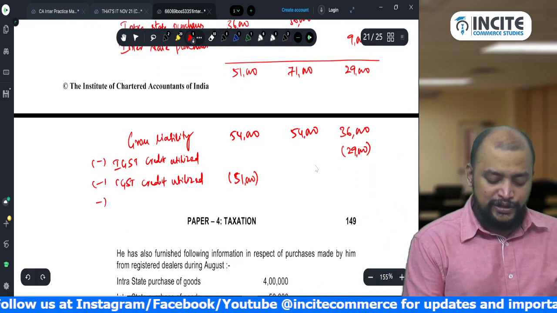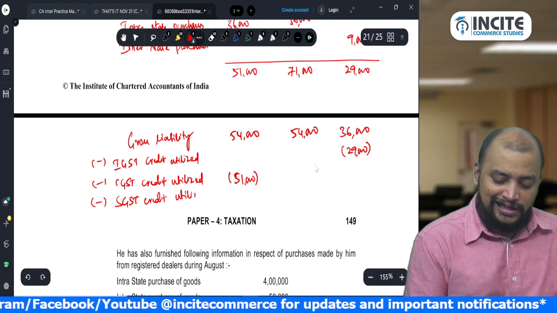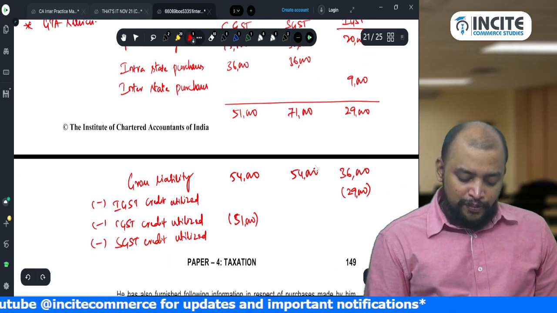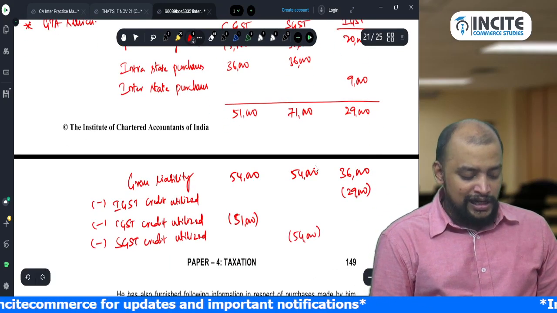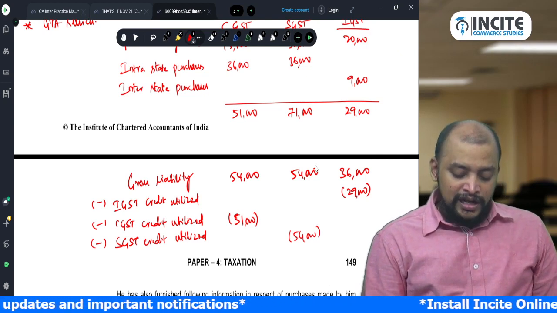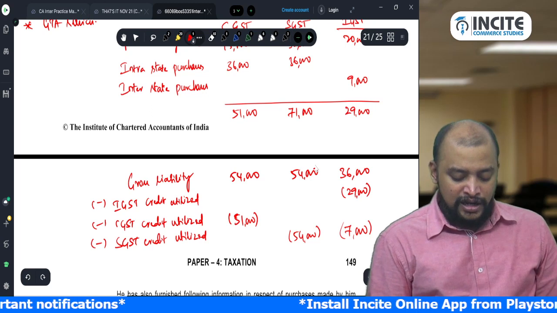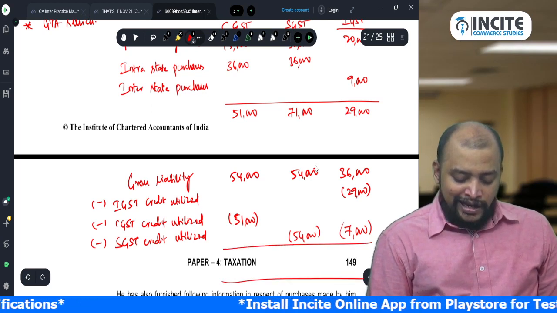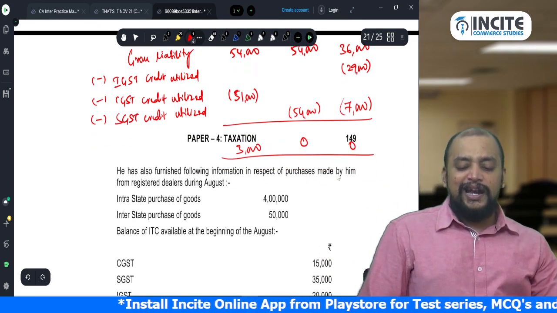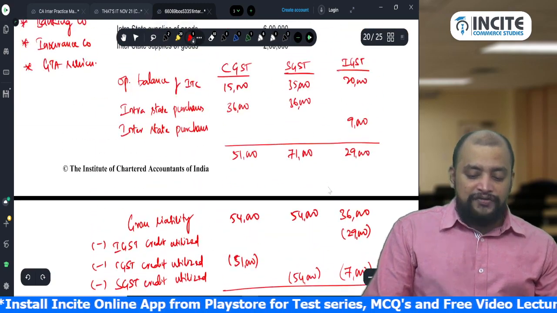Minus SGST credit utilized. What is the SGST credit that is utilized? We have 71,000 of credit. We can use it for payment of 54,000. So 71,000 minus 54,000, we have 17,000 that can be used for payment here. Therefore the liability, if you see here, we have to pay 3,000, 0 and 0. Got it? So this will be the minimum net GST payable in cash. And there is an excess credit carried forward of 10,000 rupees.